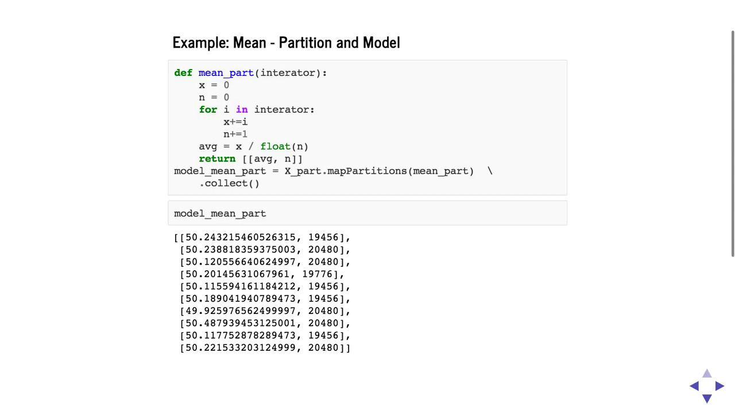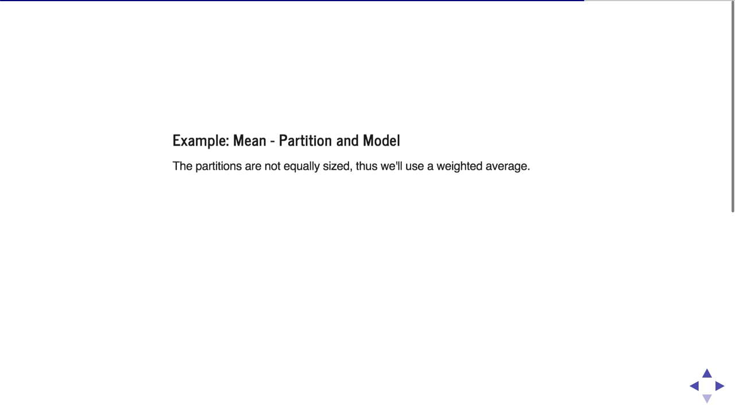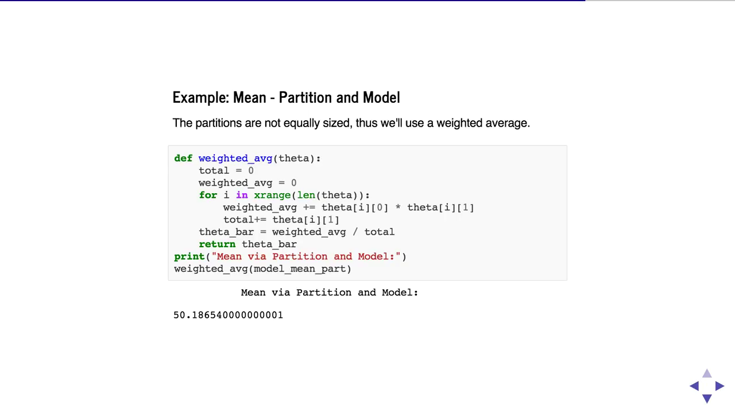And as you can see, they're roughly equal size, but not quite. So basically, we're going to do a weighted average. I'm assuming you guys know how to do a weighted average. And when we do it up, it's like 50.15 or 1.8.